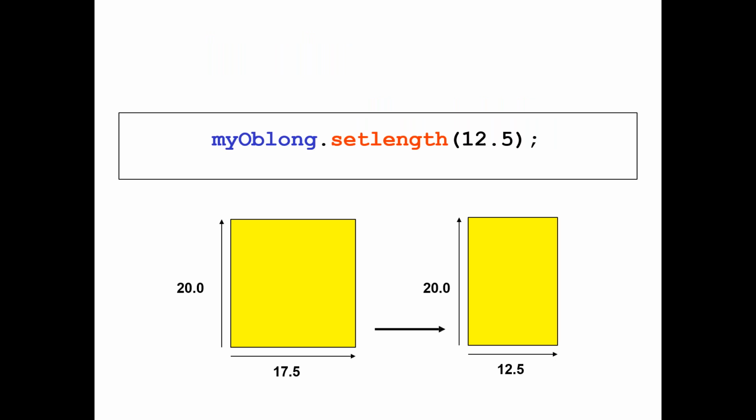And this is an example of set length. By using set length, we can now change the initial length from 17.5 to 12.5.